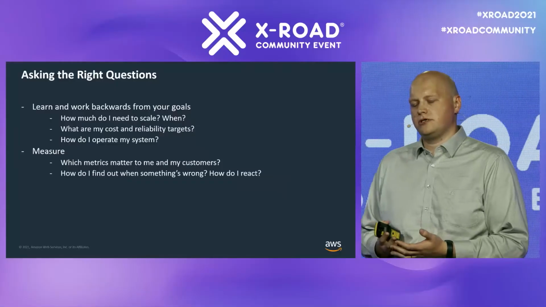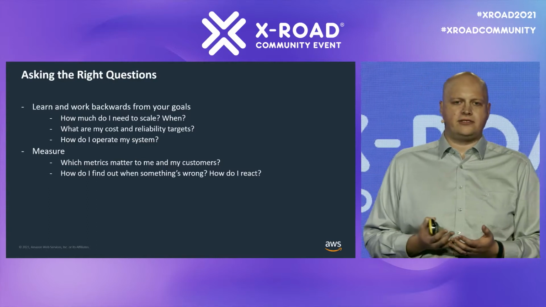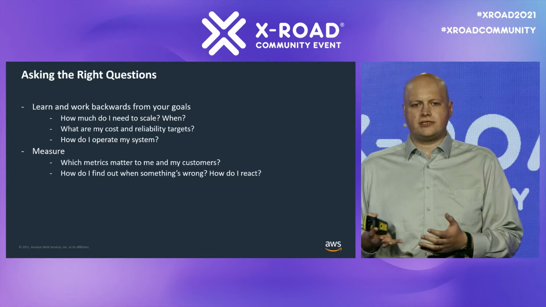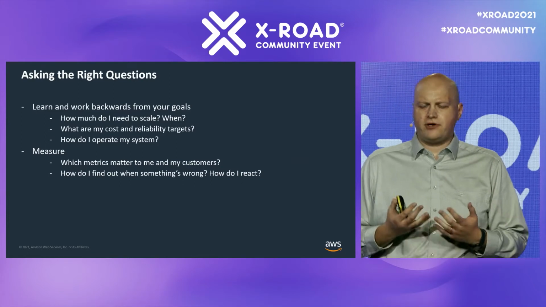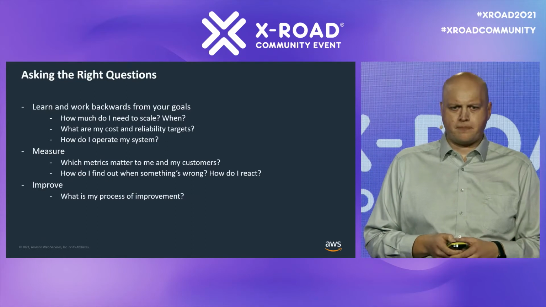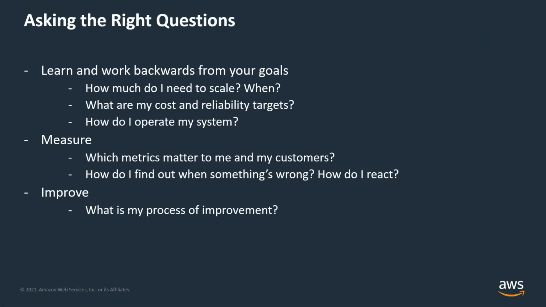You measure, you ask yourself, okay, which metrics matter to me and which metrics matter to my customers, whether I have key performance indicators that matter to me or my customers, or whether I want to follow specific technical metrics. And how do I find out if there's something wrong in my system? How do I react to something being wrong in my system? And finally, asking yourself, what is my process of improvement? When I get these new requirements, when I get to an idea of where I want to be, what are the steps that I need to take?